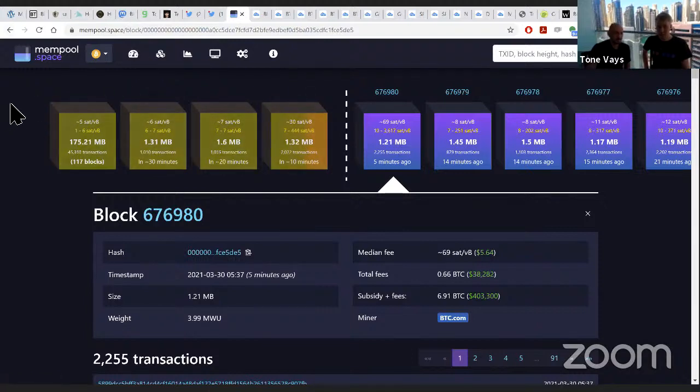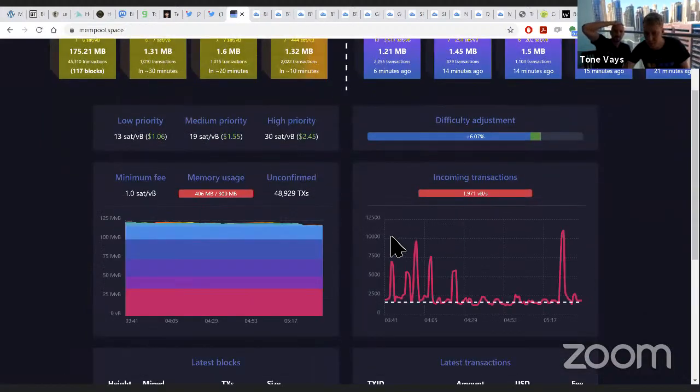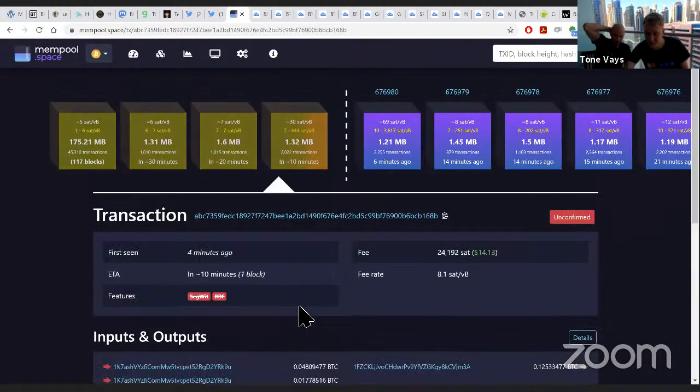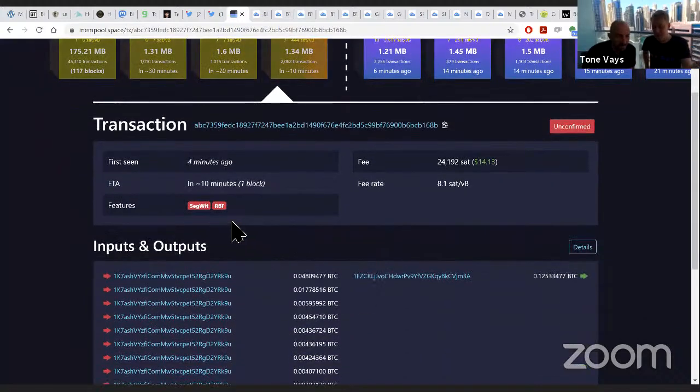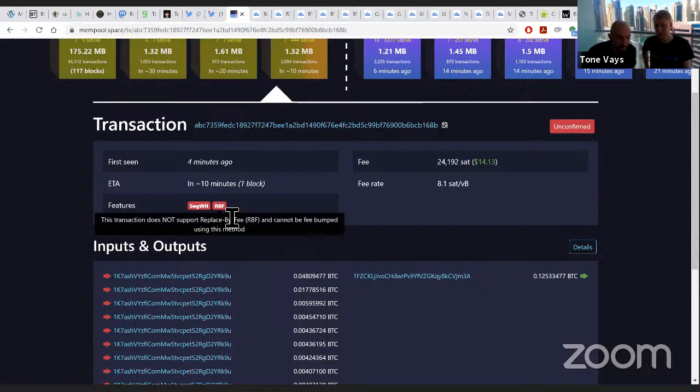Every wallet should have replace by fee. Let's say, maybe you can pull up a random transaction here. And someone's sending a transaction. And I actually show here whether the transaction has replace by fee or lacks it. If it's red, it's bad. This transaction is bad because it has no SegWit and it has no replace by fee. And you can see here, you could have saved 53% of fees if you just used SegWit.